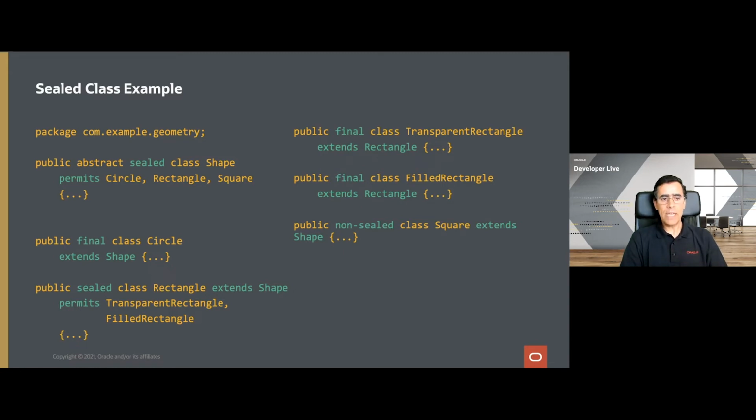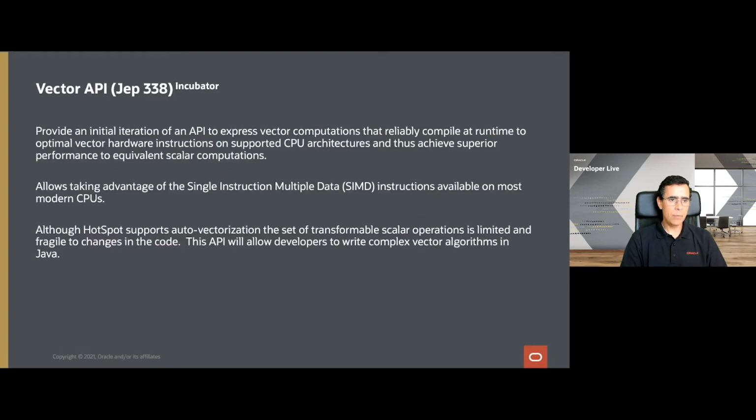java.lang.Class will get 2 new methods, so that code using reflection will be able to determine if a class or interface is sealed, and if so, get a list of the permitted subclasses.